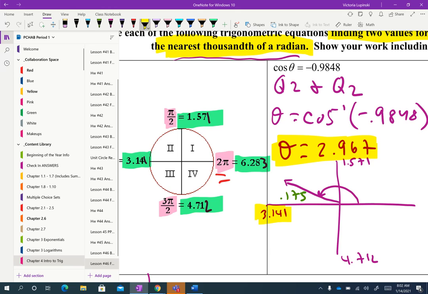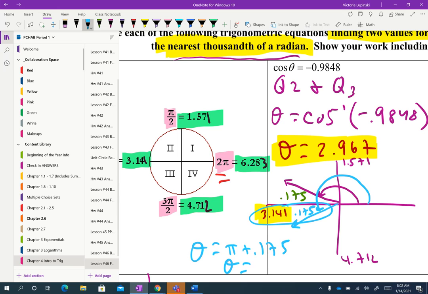Then we said that there should be answers in either quadrants 2 or 3. So we now have to find the answer in quadrant 3. So remember, the second answer in quadrant 3 also has to have a reference angle of 0.175. And it has to be some angle that turned into the third quadrant. In order to find what that total angle is, you're basically going to add either 3.141 or pi plus the reference angle.